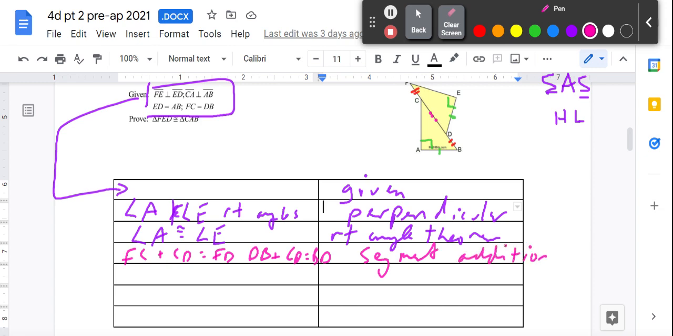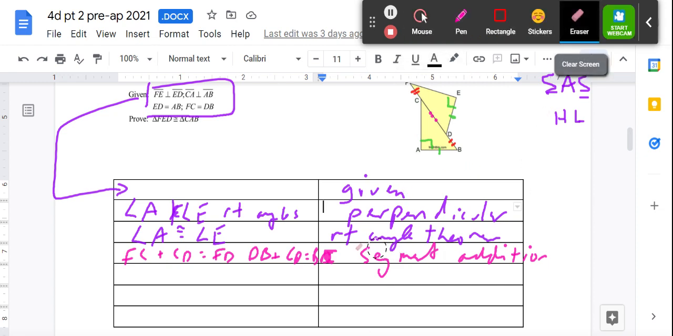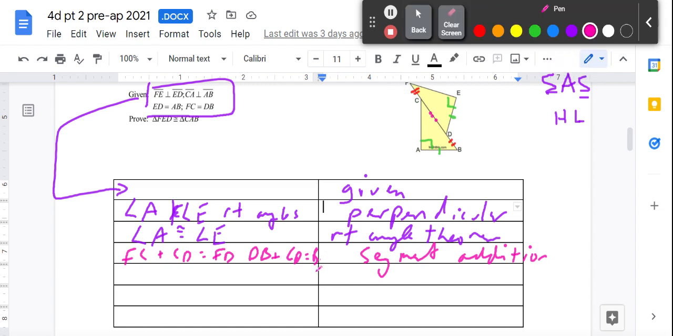Okay, so we just know that this whole segment FD, the hypotenuse, is FC plus CD, and we know that this hypotenuse here, that should be BC, BC is equal to DB plus CD. Okay. So let me just clean this up just a little bit.